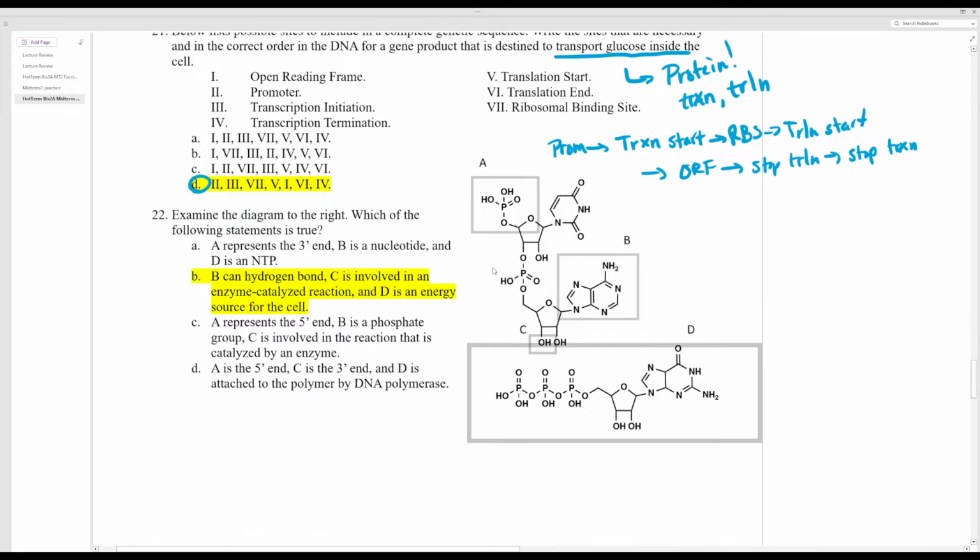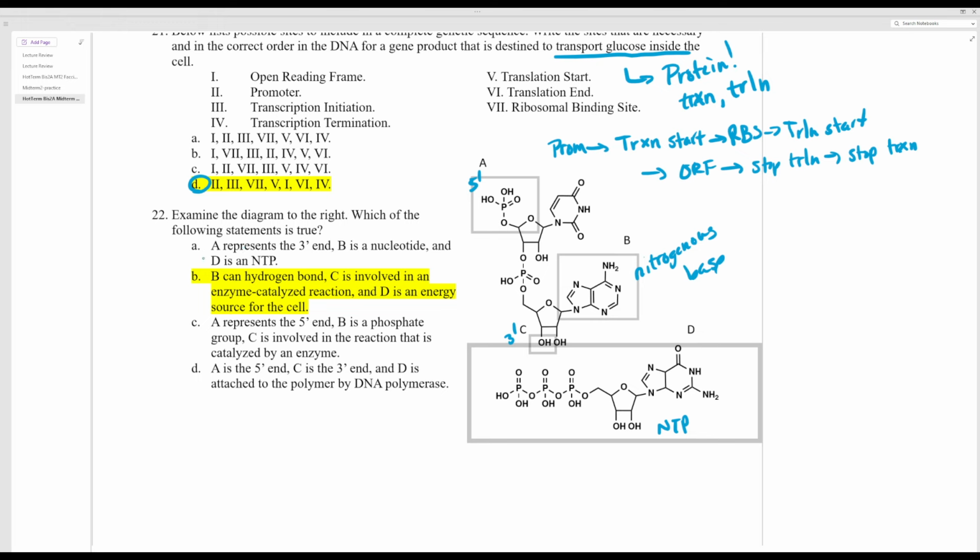22, examine the diagram to the right. Which of the following statements is true? So here is our phosphate group. Is that 5' or 3'? Say it with me. It's 5'. C is talking about the hydroxyl group. That is the 3'. B is a nitrogenous base. And D is an incoming nucleotide. It has a hydroxyl group on the 2' carbon, so it's an NTP.